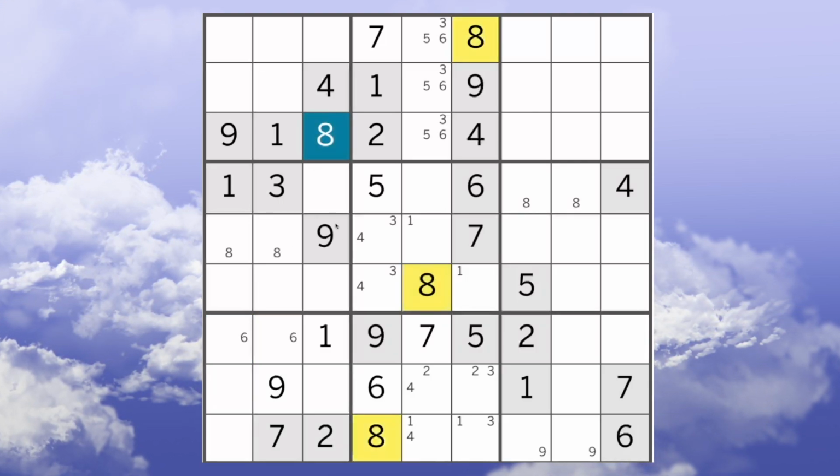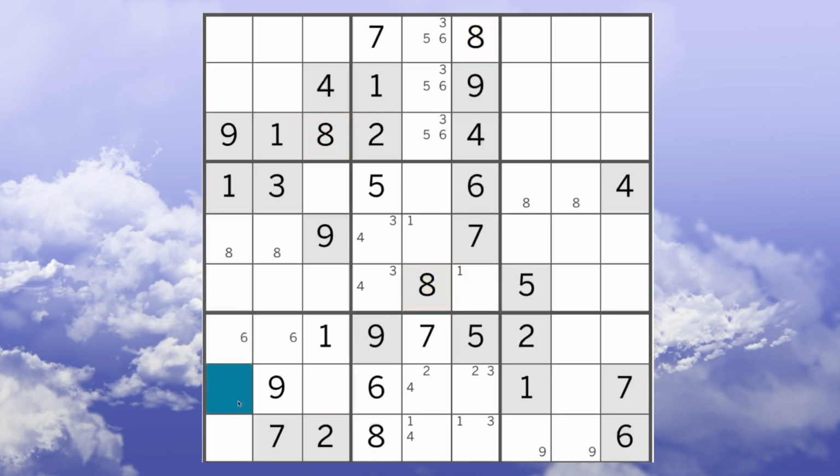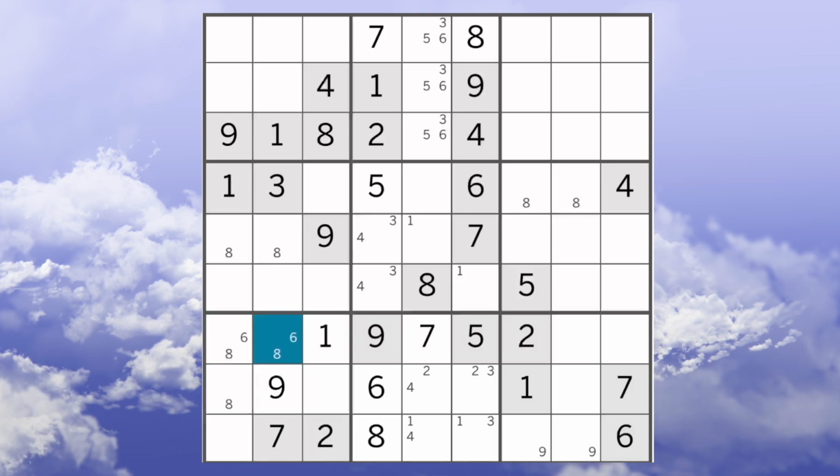This 8 keeps an 8 from being there. This one keeps an 8 from being there. So the 8 is in one of those three.